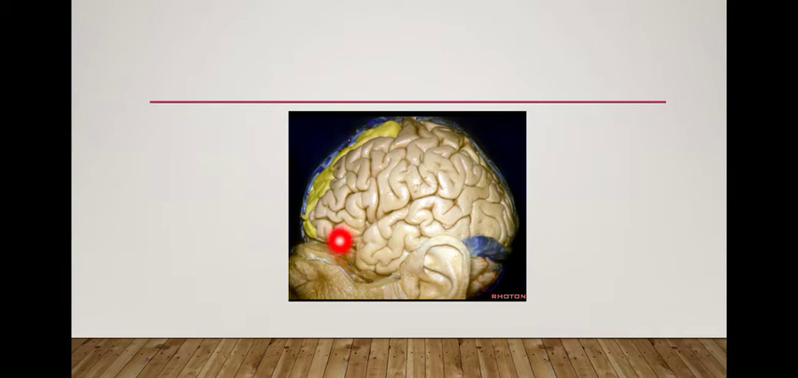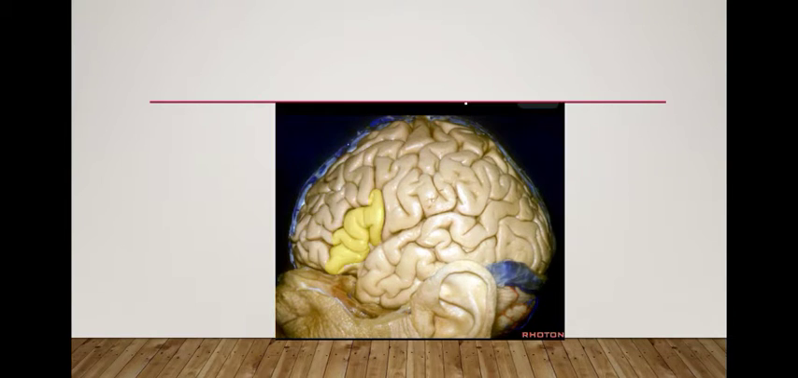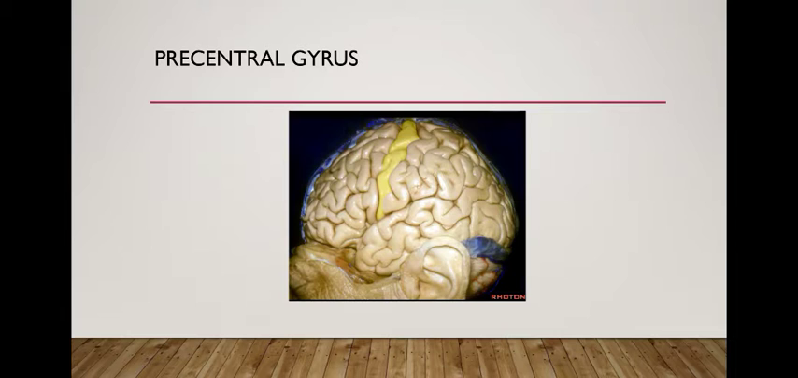Pars orbitalis is called orbitalis because it lies over the orbital roof, and triangularis is triangular in shape with its apex directed downwards. So this picture highlights the middle frontal gyrus part of the frontal lobe, and in this picture the inferior frontal gyrus has been highlighted. This is the precentral gyrus. So this was regarding the frontal lobe. We appreciated the superior, middle, inferior frontal gyrus and the precentral gyrus.